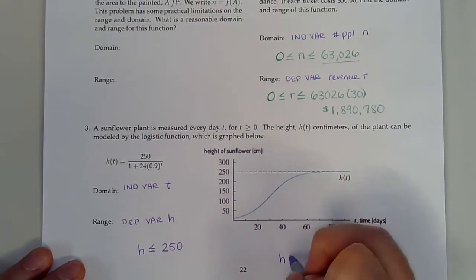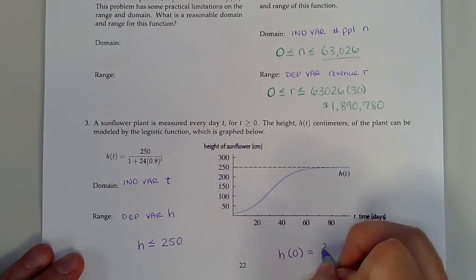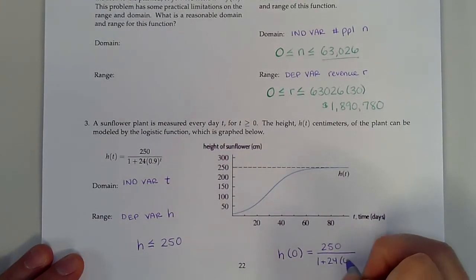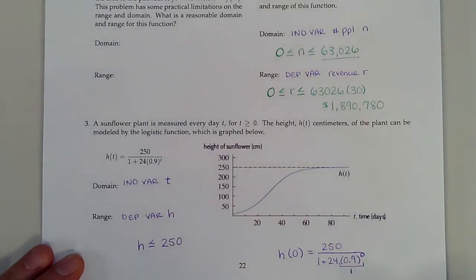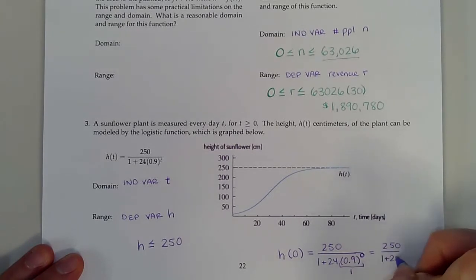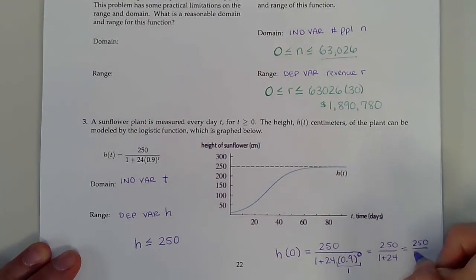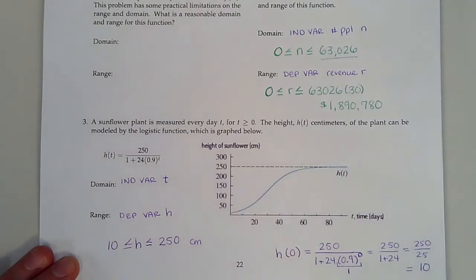We can find that by plugging little t equals 0 into our equation here. So I have 250 divided by 1 plus 24 times 0.9 to the 0. Anything to the 0 is 1. So I have 250 over 1 plus 24, since 24 times 1 is just 24. And that gives me 250 over 25, which is 10. So the lower bound on my range is 10 centimeters, and my upper bound is 250.